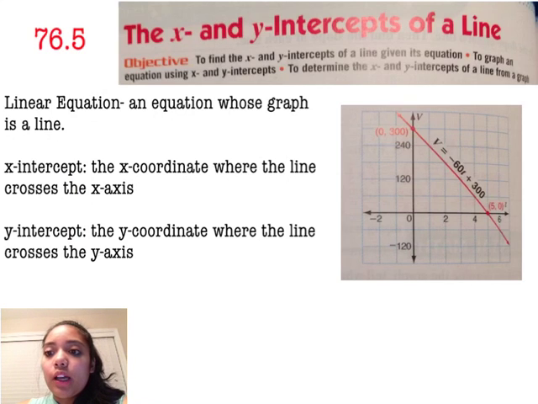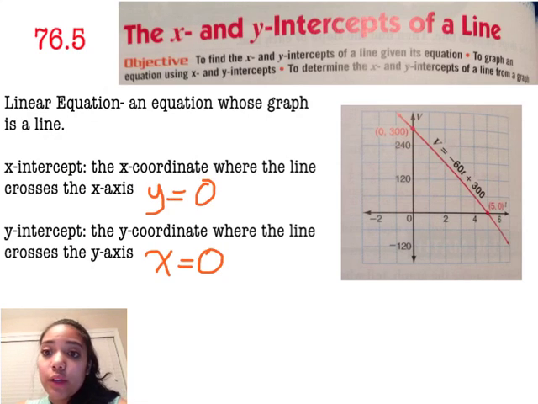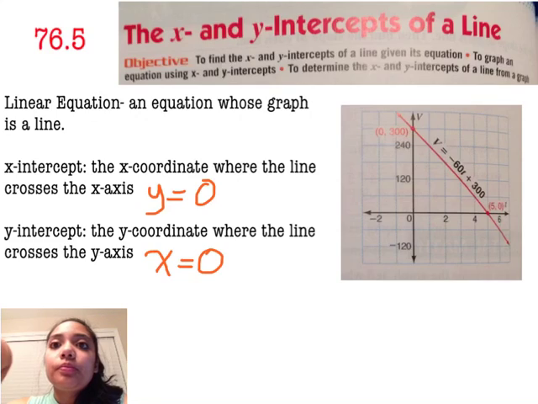Actually, I want you to go ahead and write that. I'm going to apologize in advance for my handwriting because I can't find my stylus. So the x-intercept, y equals 0. The y-intercept, x equals 0. I need you to put that in your notes, and if you can, highlight it. Make sure that's known because that's something very, very important for this lesson.